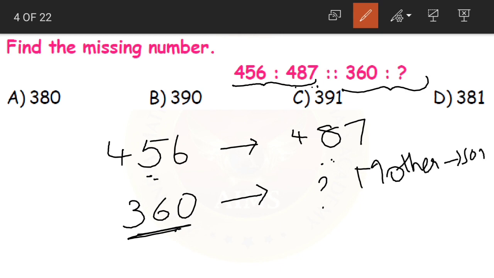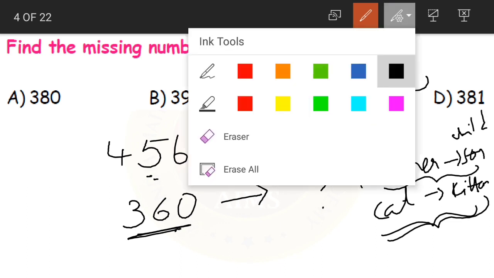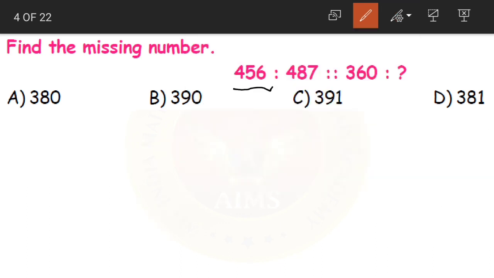Mother, son, then cat becomes kitten. See, mother and son, the same relation is between cat and kitten also. Mother and child, let us take mother and child. In the same way, cat and kitten are also related to each other. In the same way, here we have to first find out the relation between 456 and 487.